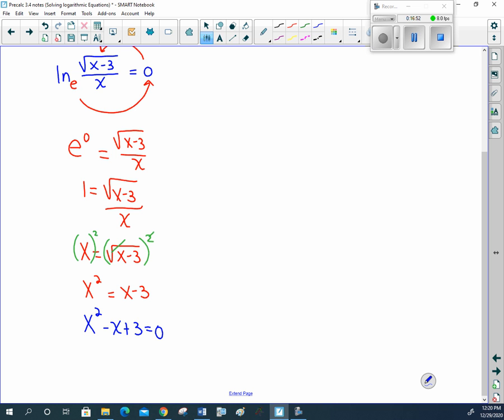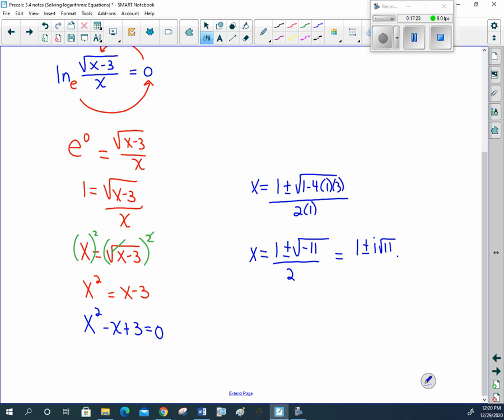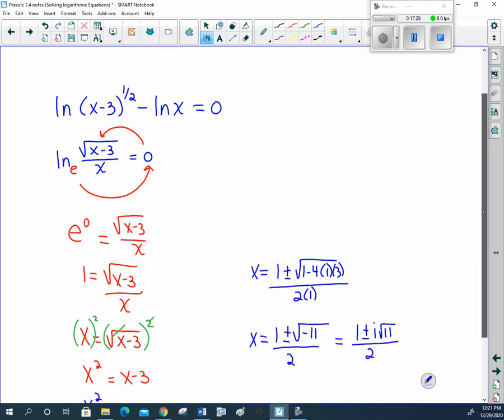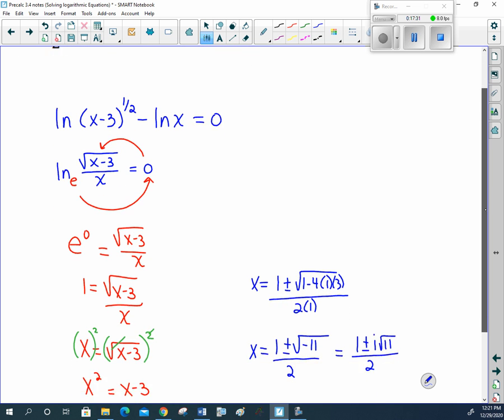So once again, not going to factor, so we're going to go to the quadratic formula. So x equals opposite of b plus or minus the square root of b squared minus 4 times a times c, divided by 2 times a. So x equals 1 plus or minus the square root of, that looks like negative 11, over 2. So 1 plus or minus i root 11 over 2. So since we're in the imaginary plane here, and we normally graph on the real plane, this is going to be a no solution.